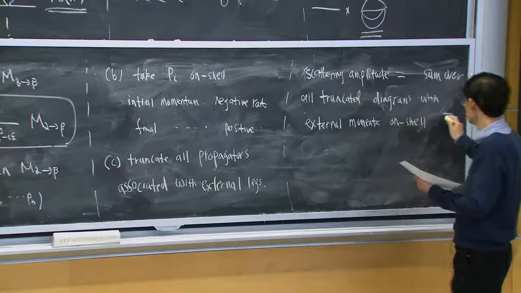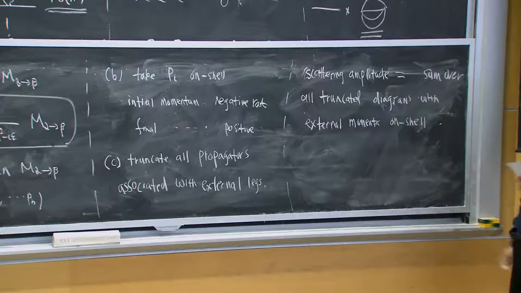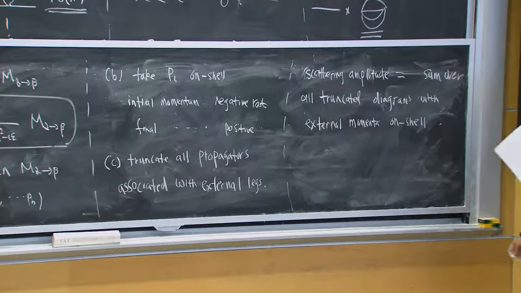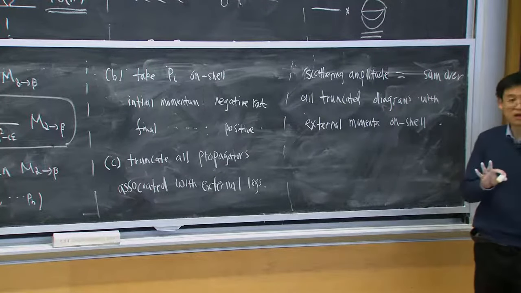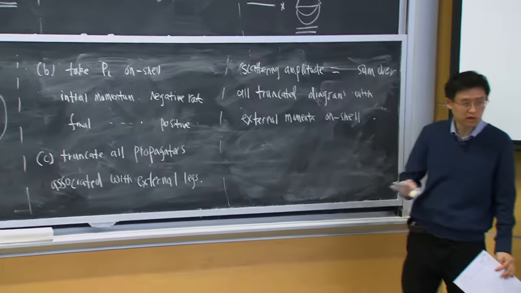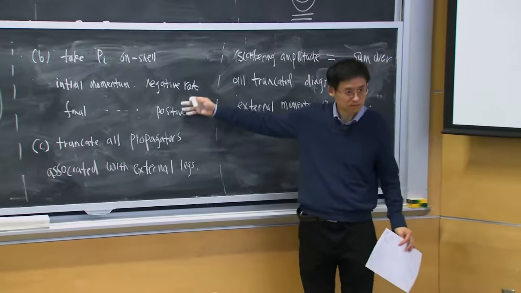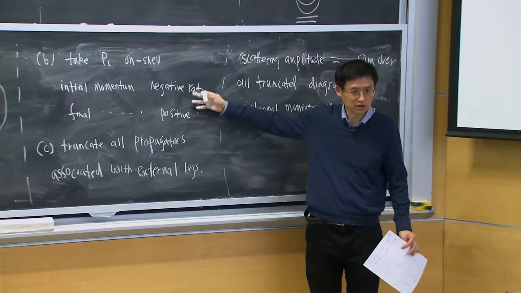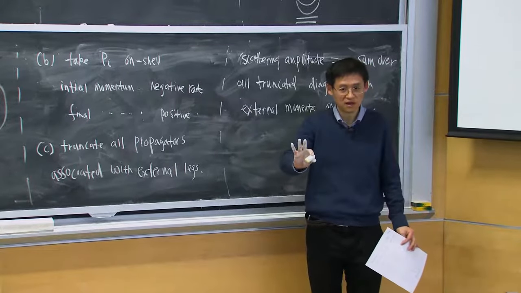Okay, so if I summarize into one sentence, it's just this. I would say the only thing unintuitive here is this sign choice. Okay, it's this sign choice. Everything else, I think, is intuitive.